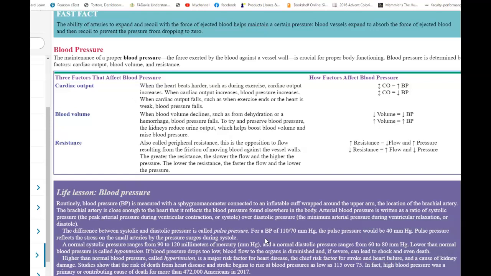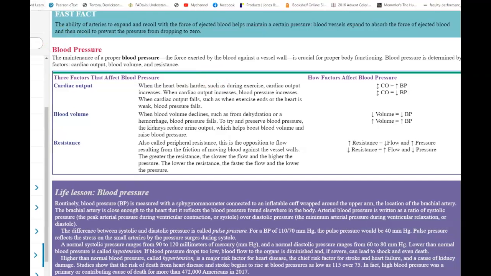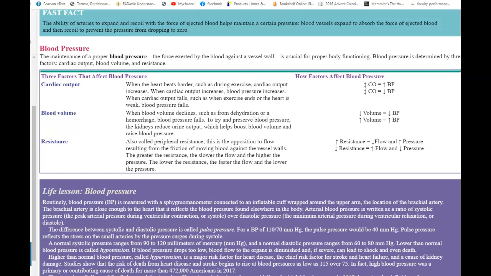Now, it's very important that you maintain your blood pressure within a proper level, because too much pressure is not good for the vessels of the system. Just like if you have a hose and you put pressure on that hose, the pressure could cause the hose to burst. Three things affect it.